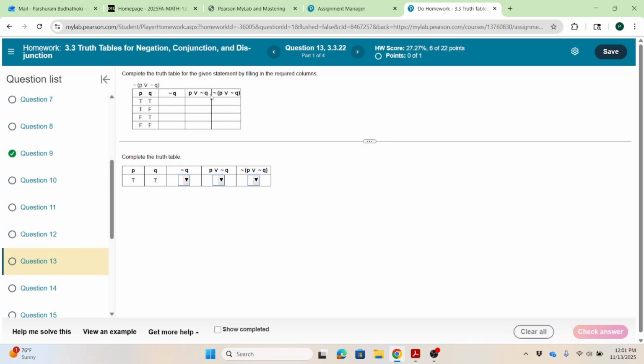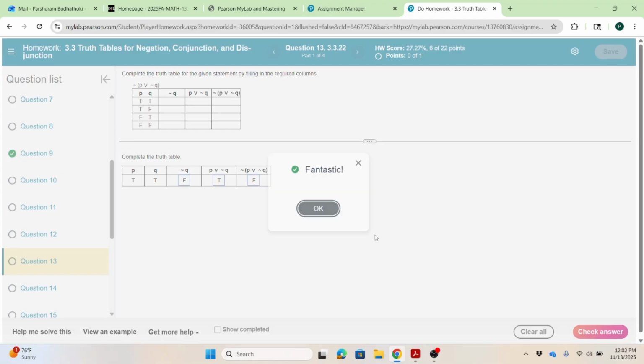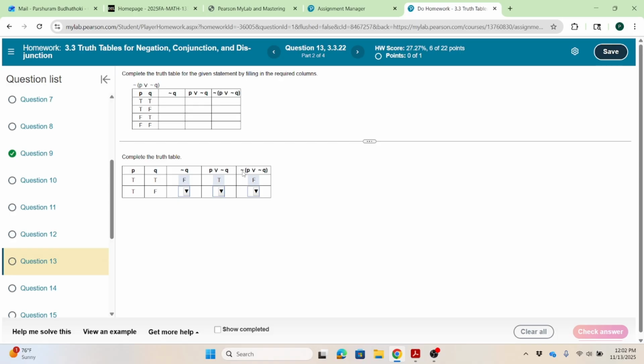Okay, let's do this one. We would like to create this truth table. Let's say P and Q, and these are the situations. If P is true and Q is true, the negation of Q is false. And now you are trying to find P or the negation of Q. If one of them is true, then that's supposed to be true. And the negation of this statement, if this is true, then the negation is false. You understand? Because we are trying to find the negation of this statement.